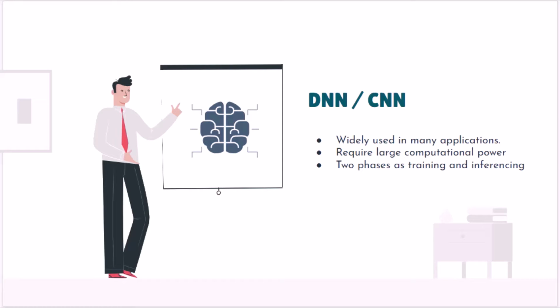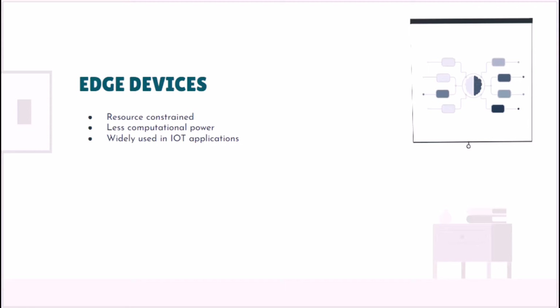We know that deep neural networks and convolutional neural networks are widely used and have many useful applications like computer vision. However, to execute these models, it is required to have a significant amount of computational power, and also with this concept of smart things, IoT devices are used everywhere for various tasks. However, these edge devices have the main issue of having limited resources.